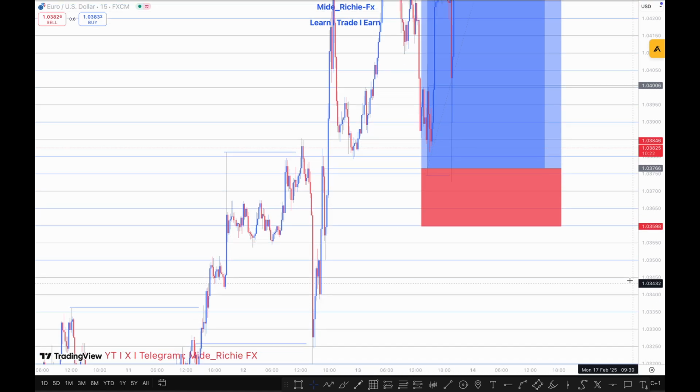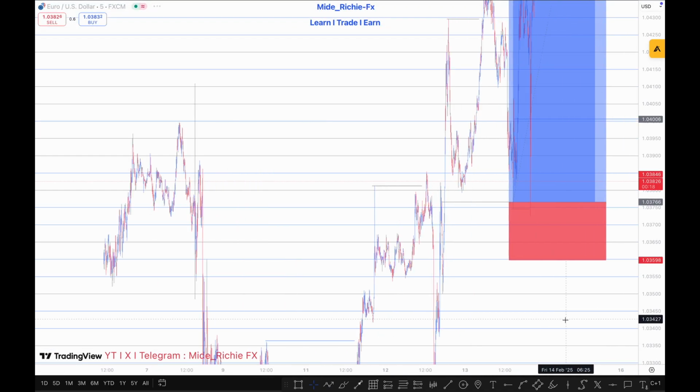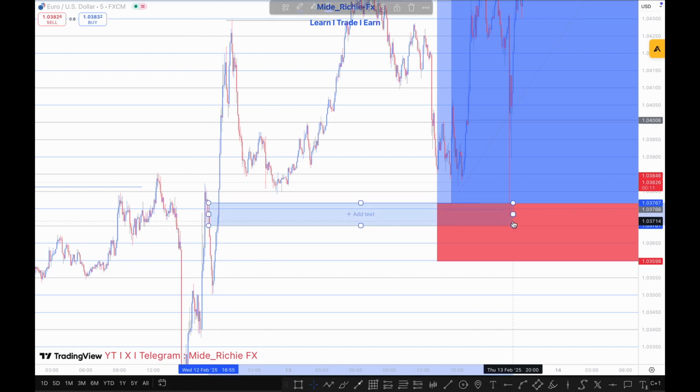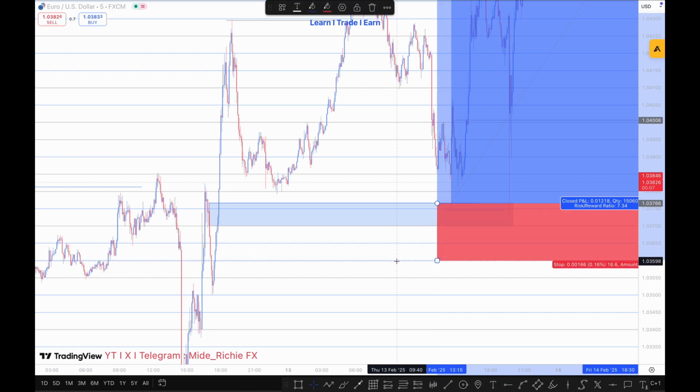I think it was like a breaker block. I remember, I think my entry right there was a breaker block, right? This breaker block right here. Initially my stop was supposed to be around here, but then I had to give this thing a very good breathing space.